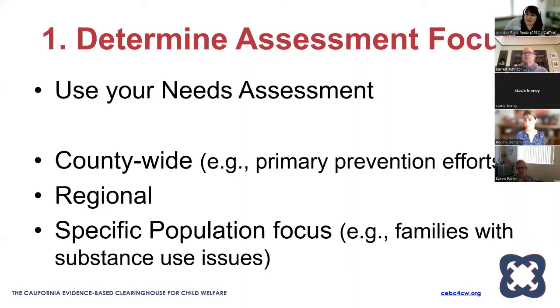So these are all excellent topics that will help you narrow down where you're going to asset map. So for example, for capacity building for services, you could focus an asset map on your mental health services, what's currently in place in your county, who the providers are, et cetera. Same thing for parent education and parent support programs. What's going on there? Who's providing those services?